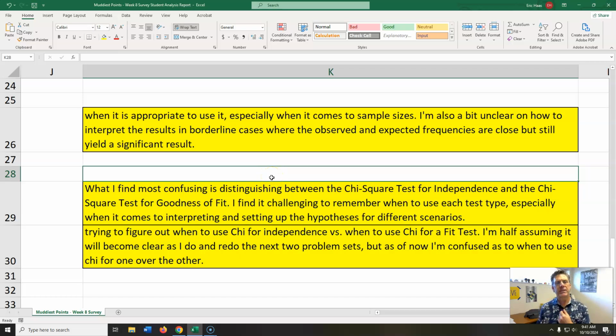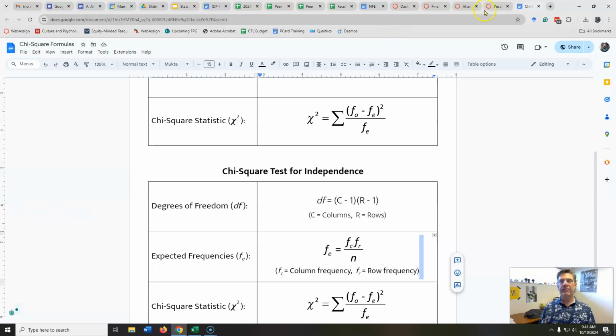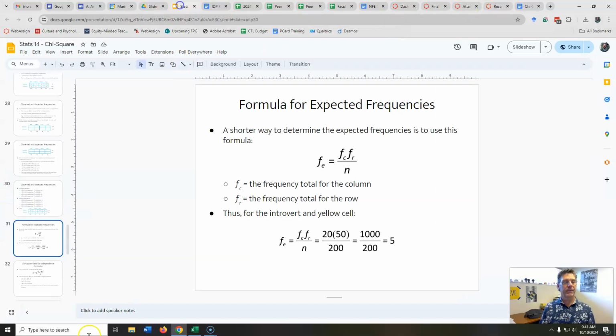When it is appropriate to use it, especially when it comes to sample sizes. So somebody's confused about when it's appropriate to use the chi-square, especially when it comes to sample sizes. I'm also a bit unclear on how to interpret the results in borderline cases where the observed and expected frequencies are close but still yield a significant result. So I'm guessing this is in reference to, let's go back to my slides here.